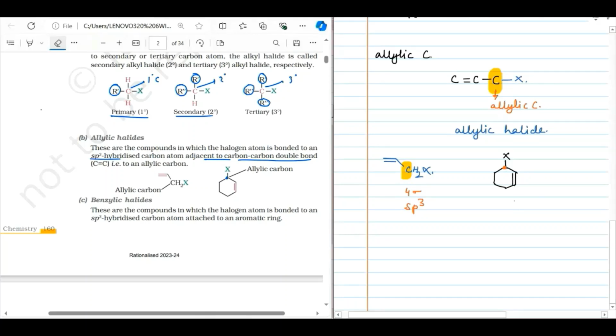This carbon has also formed 4 sigma bonds, so the hybridization of this carbon will be sp. So in allylic halide, the halogen atom is bonded to an sp3 hybridized carbon atom, which is bonded to a carbon-carbon double bond. Now come to the benzylic halide. These are the compounds in which the halogen atom is bonded to an sp3 hybridized carbon atom attached to an aromatic ring.